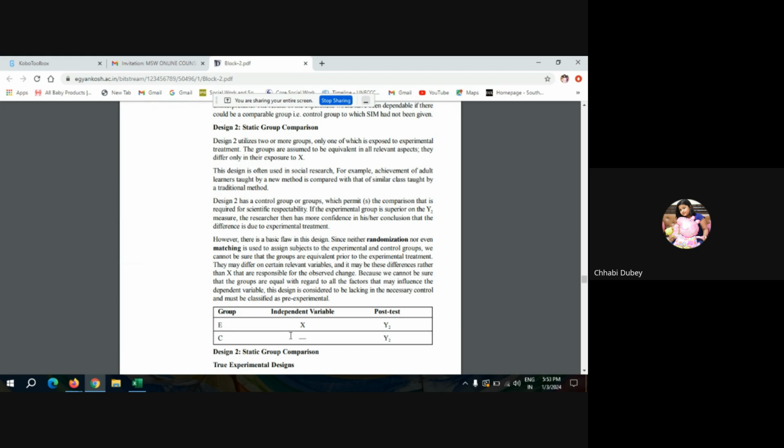But generally, you will find that randomly selecting individuals to participate in the experimental as well as the control group is not done in these designs, and that is why most of the inferences or results that come out from these designs are generally not very accurate.